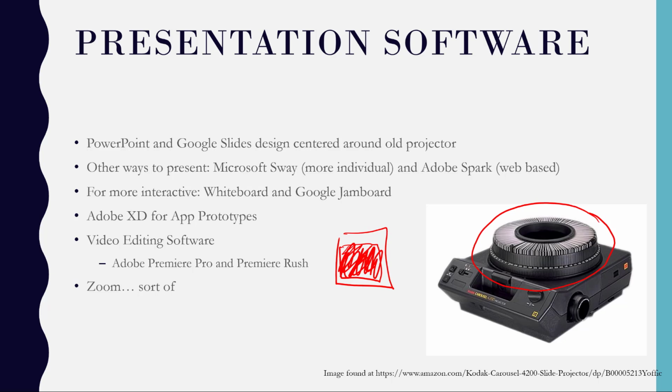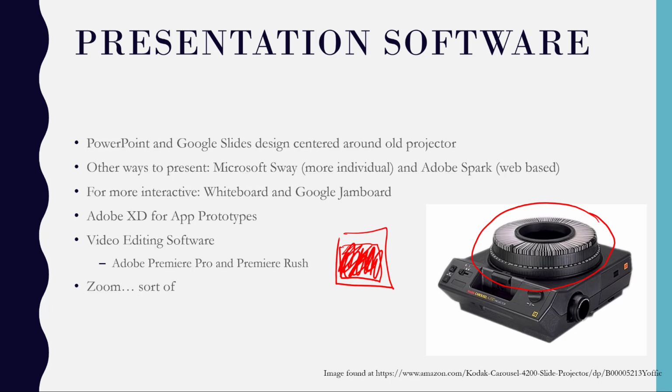But there's other formats. For instance, Microsoft Sway has more of an individual thing, more of a scrolling down for the individual. PowerPoint and Google Slides make more sense for a group of people. For instance, I use PowerPoint for my slides here, and it's for multiple people to enjoy.